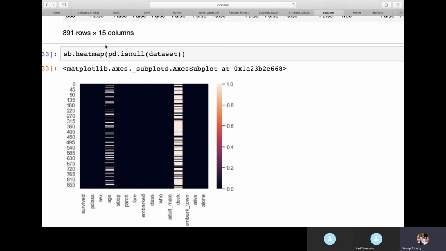Here we are saying pd.isnull of dataset. Wherever there is a true value, it gives you white color. So those are null values. Here we can see there are null values in age as well as in deck. Almost all the values in deck are null, and in age also there are a lot of null values. This is how you can visualize your data to see if there is any missing value within your dataset. Okay, so you can try this.